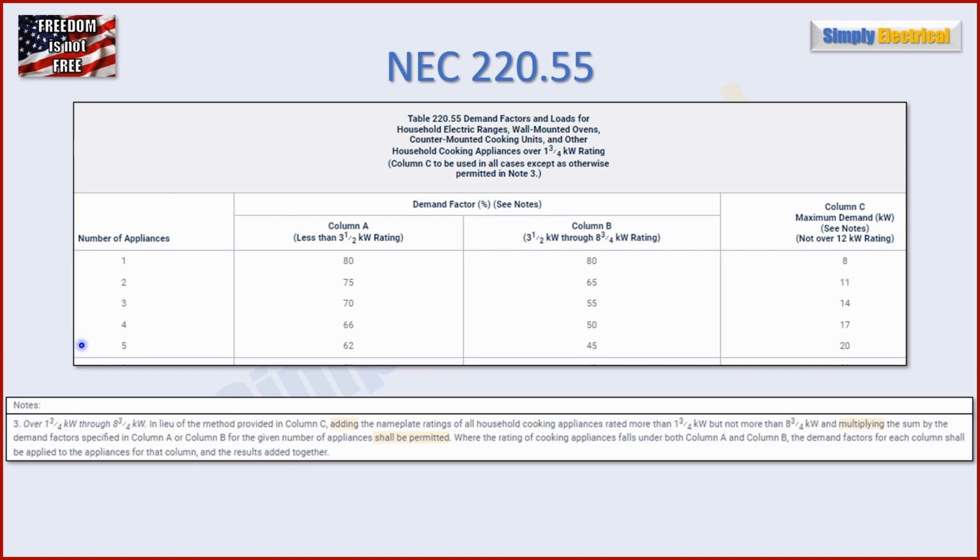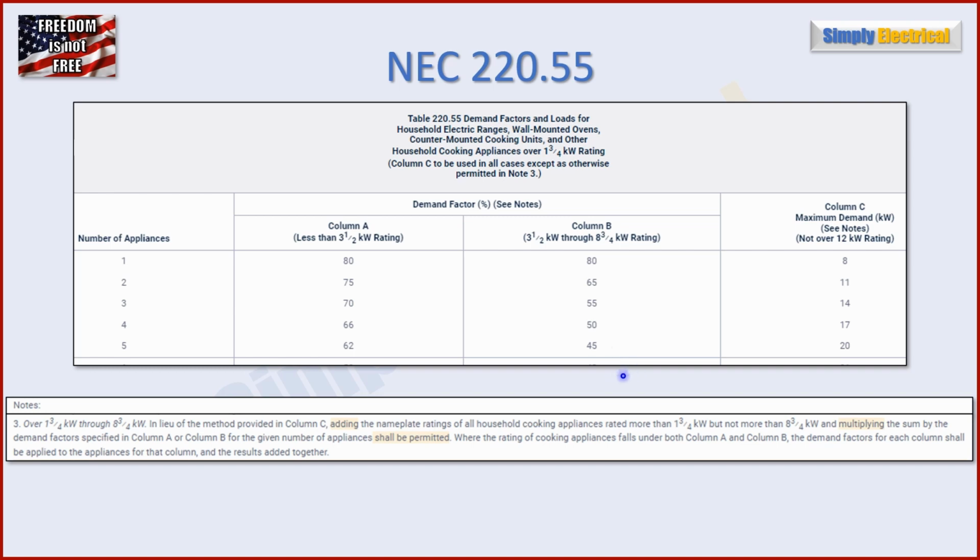So that means if you have 4 ranges, you would add them together and then you would take 66% of that number, and that would give you your value. Okay, so that's pretty simple. Now if you had, let's say, 5 kW ranges, then you'd use column B because it falls between 3.5 and 8 3/4. So let's say you have 5 of those. You would take 5 times 5,000, and then you would take 45% of whatever that number is. And that would be your final demand. Okay, so that's actually pretty simple.